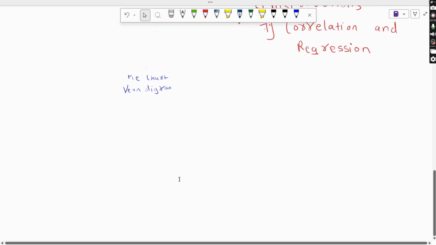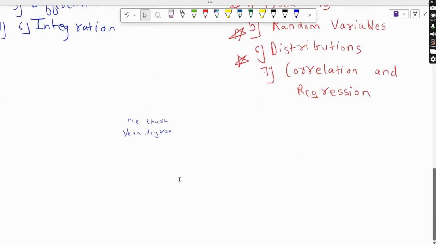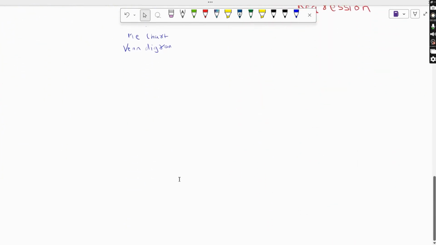And the next thing after the mathematics and statistics syllabus, there are three subjects remaining. So these three subjects are firstly English, DI, and LR. Sorry, I'm using shortcuts for writing.